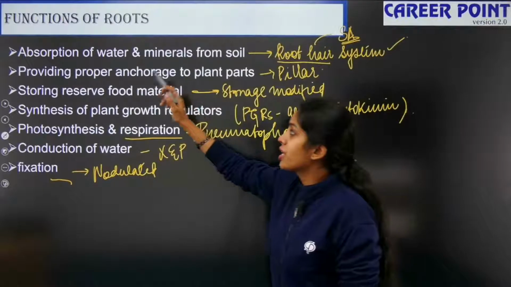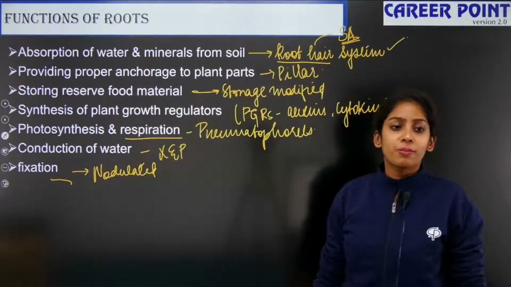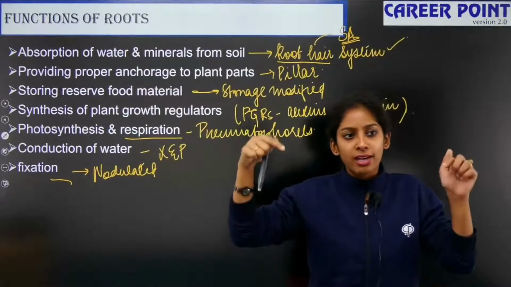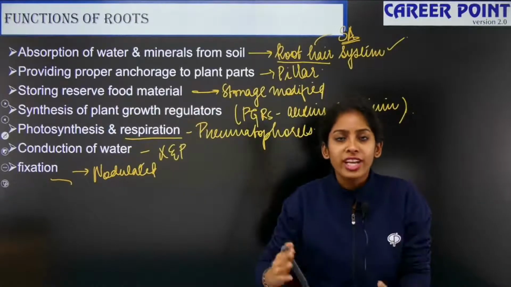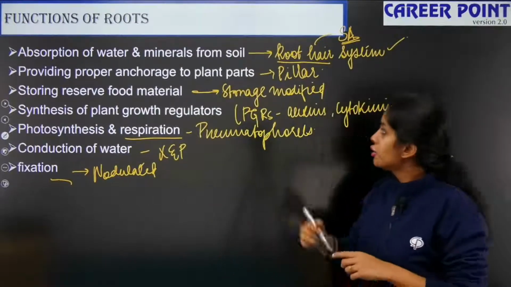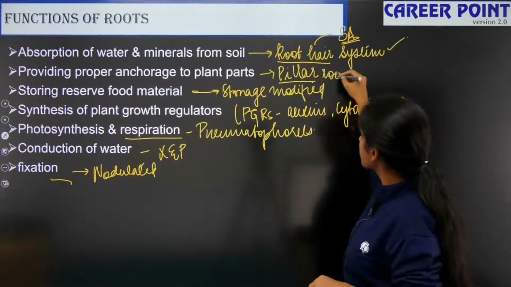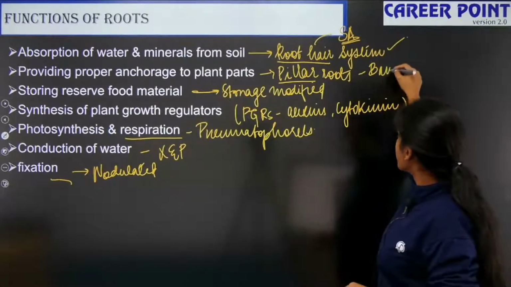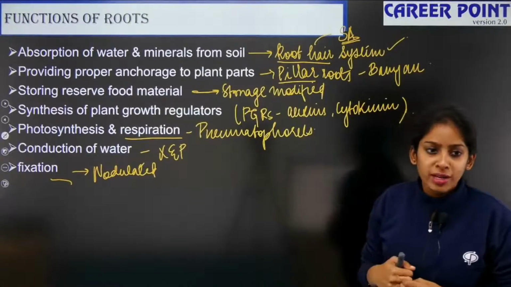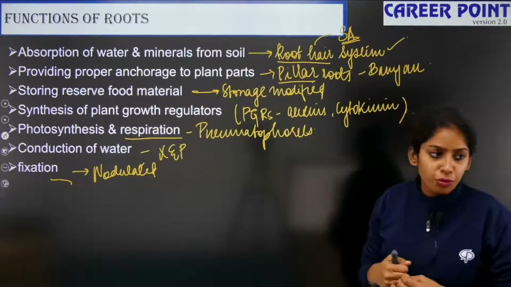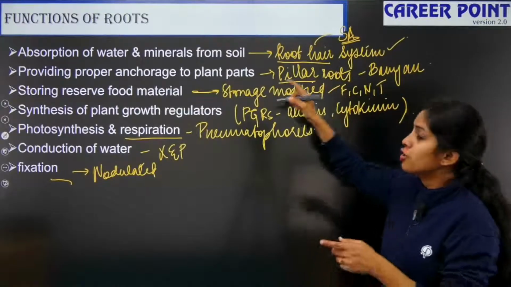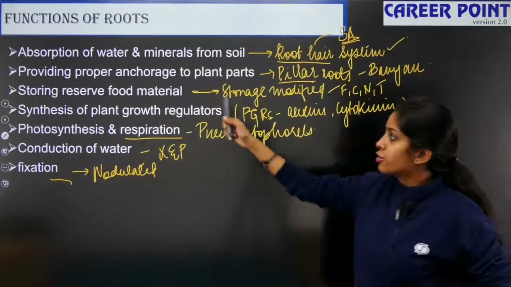The next one is that they provide proper anchorage to plant parts. In the banyan tree you have roots which arise from the plant and grow downwards, so that bears the weight of the banyan tree. It supports the plant. Anchorage is support. The example is pillar roots, which are seen in the banyan tree. The next one, it stores reserve food material. All the storage forms of root like fusiform, conical, napiform, tuberous store reserve food material. So that is the third point.